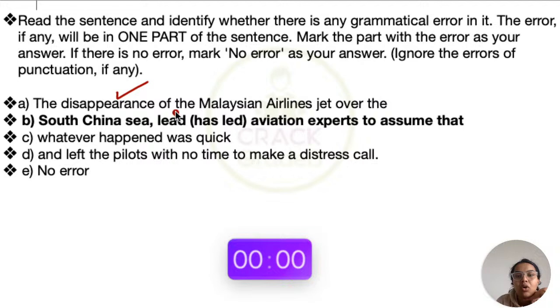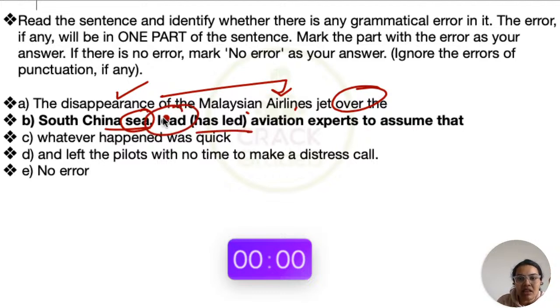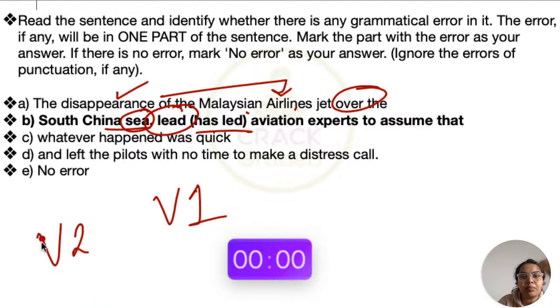The disappearance of Malaysian Airlines jet over the sea. So the disappearance of airlines over a place that is sea makes sense. "Has led." See, "lead" anyways is not going to help us because this is the verb in its first form. This is an incident which has already happened. So there are two ways to go: use V2, put it in simple past tense, or we can use perfect tense, because whatever is mentioned still has its bitter and harsh memory. It has its impact, okay? But anyways, this "lead" was wrong.